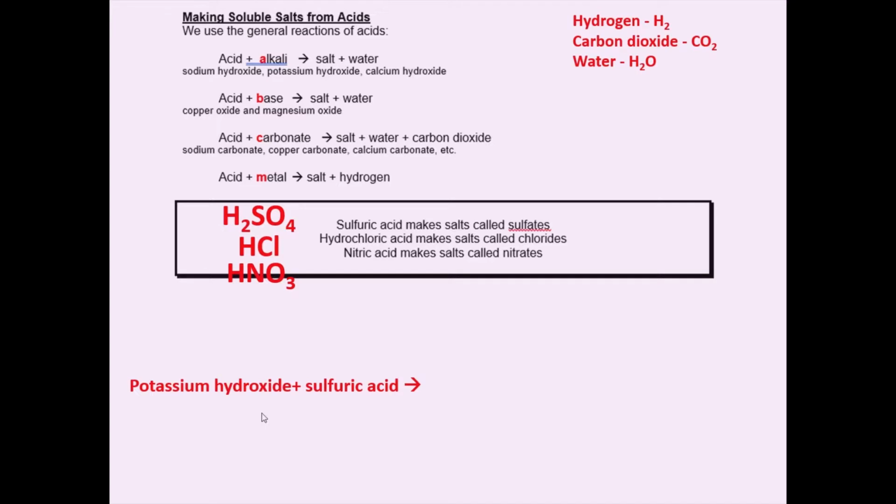Then potassium hydroxide and sulfuric acid. So again, what have we got? Potassium hydroxide, so it's going to be an alkali again. Acid plus alkali giving us salt. The name of our salt, potassium sulfate. And then because it's acid plus alkali, salt plus water. So potassium sulfate plus water.